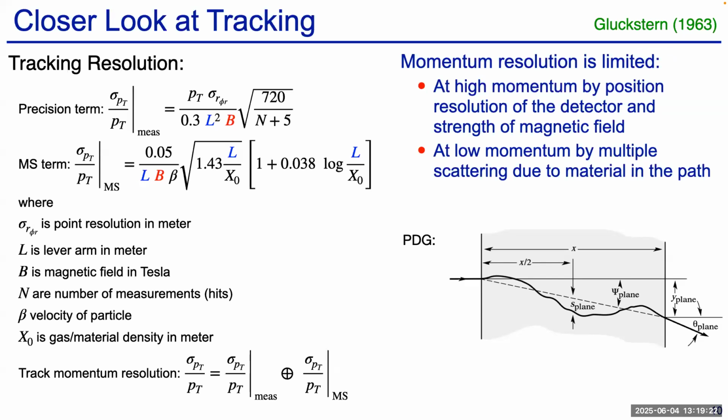So what you see here, it depends on the resolution. That means if you have a 5 micron pixel detector or a 1 millimeter pixel detector, that is what really matters here.